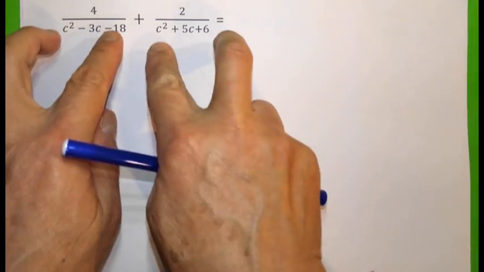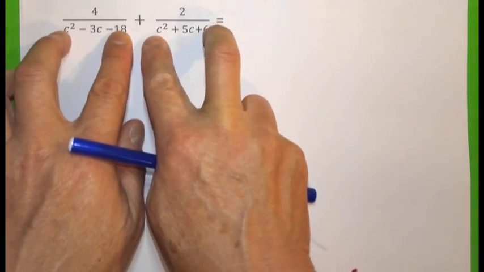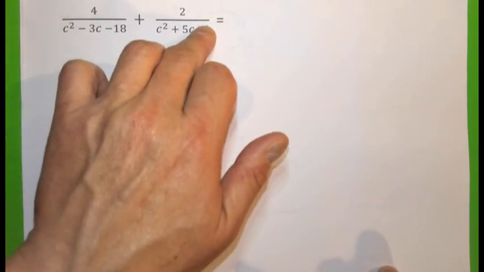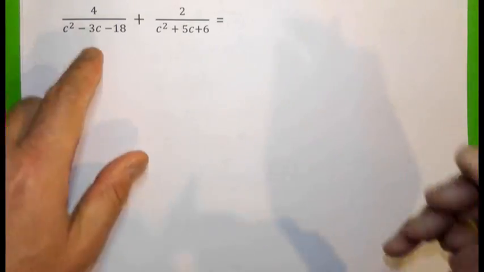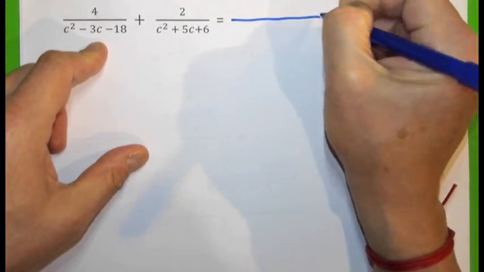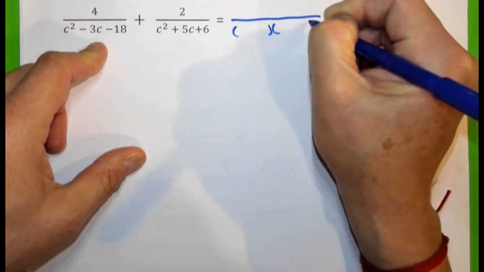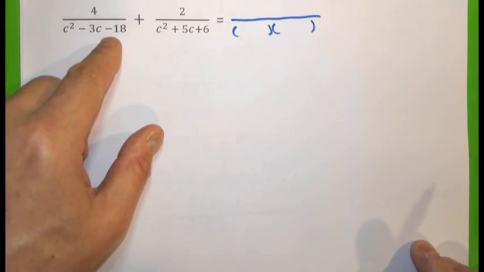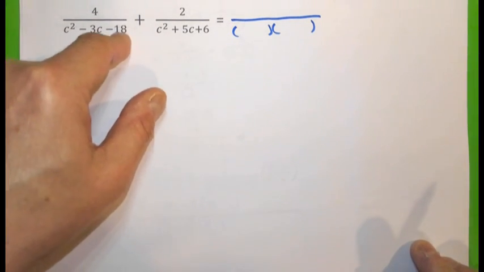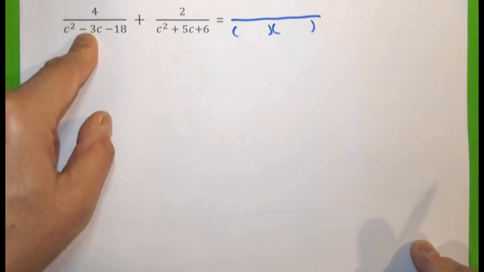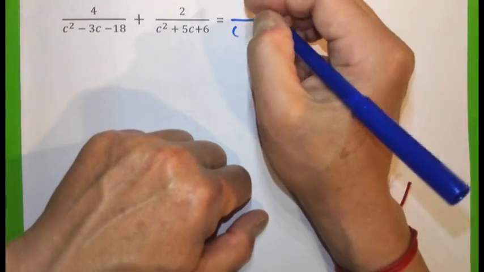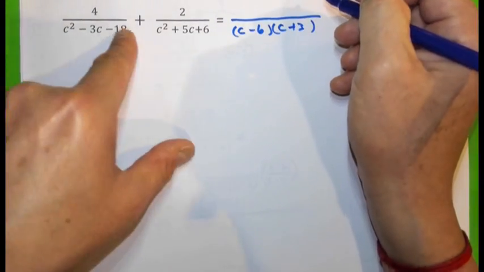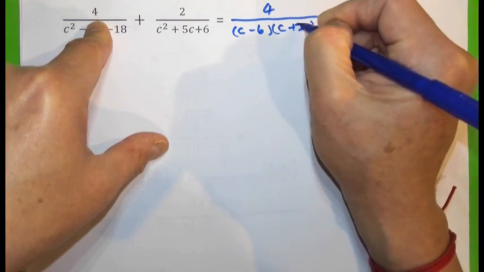We can bring these two into a common denominator by factorizing this denominator and that denominator. Let's have a look at the first one. How could we factor this? What two numbers multiply to give you minus 18 and add together to give you minus 3? It's minus 6 and plus 3. So we've got c minus 6 and c plus 3. We don't change the numerator, which is 4.